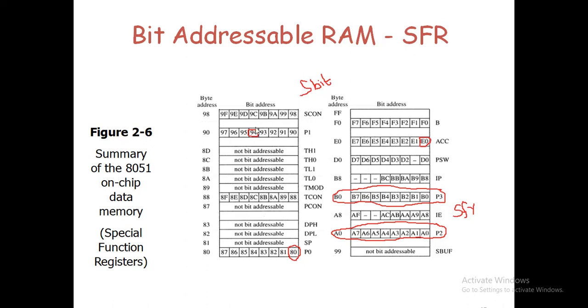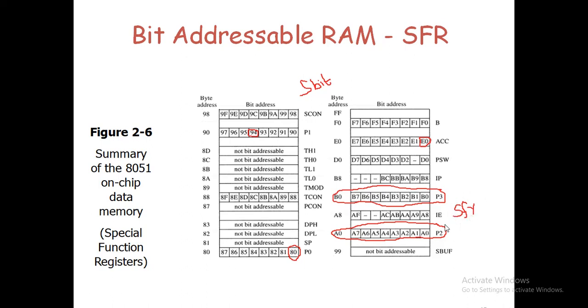Suppose you want to write or read a particular bit. Suppose this is 94, the bit. If you want to make it 1 or 0, you do it with the help of sbit. In SFR, if you want to access, read or write a particular bit with the help of sbit, we can perform it. The third data type is SFR, special function register.